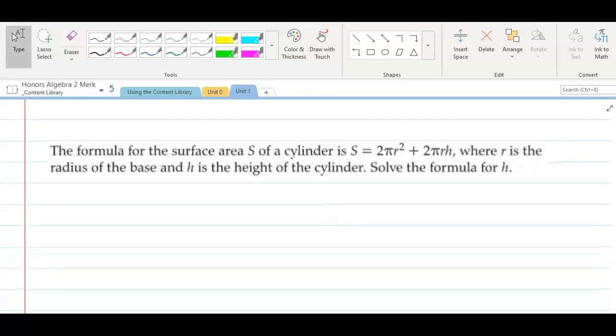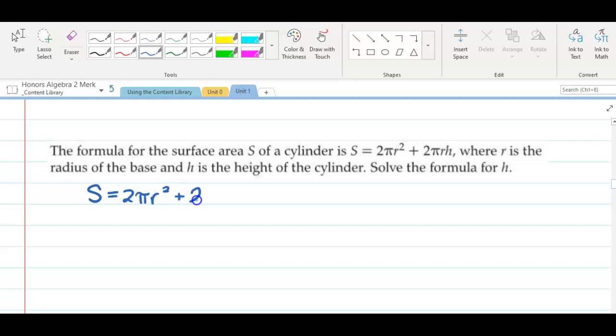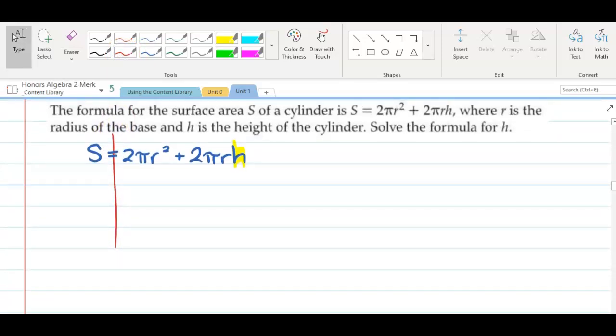Let's try the next one together. We have the formula for the surface area of a cylinder. It's equal to 2 pi r squared plus 2 pi r h. And we're trying to solve for h. Drop a line if you need. We need to get rid of all of this that precedes the h.